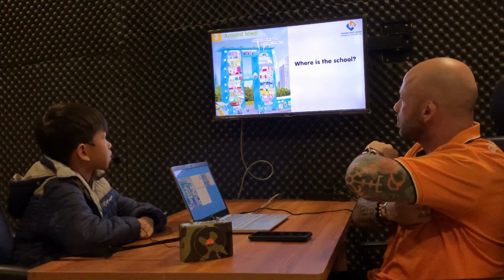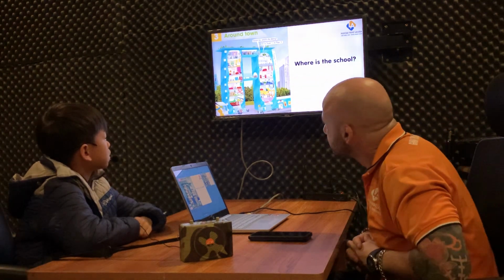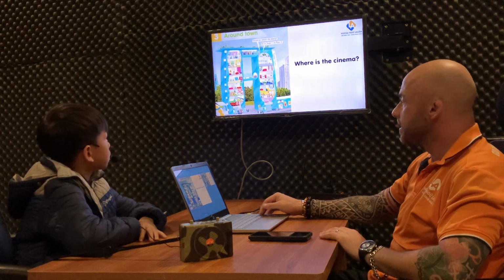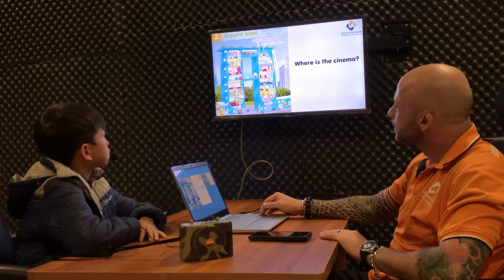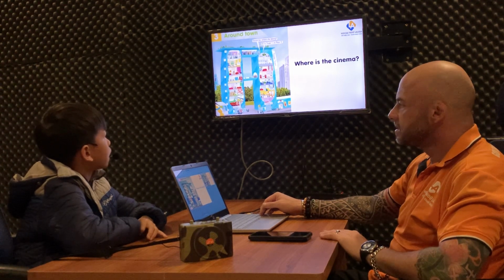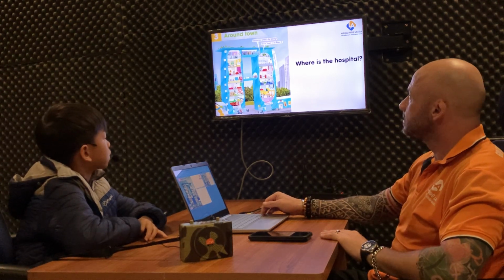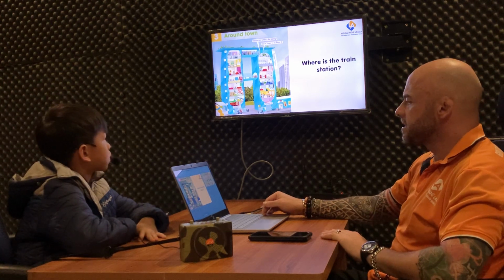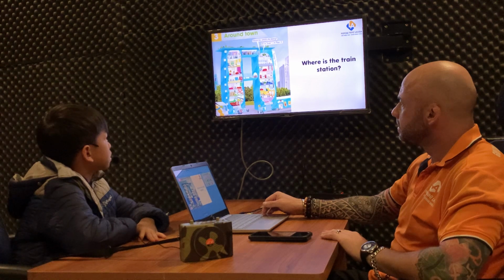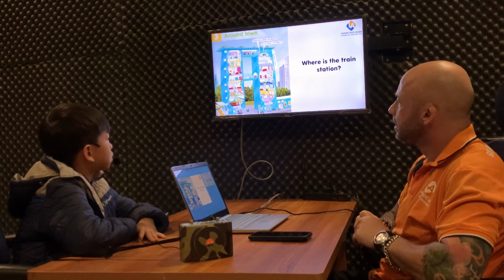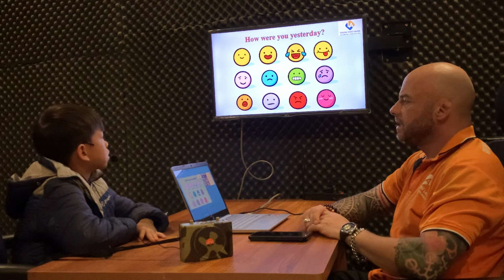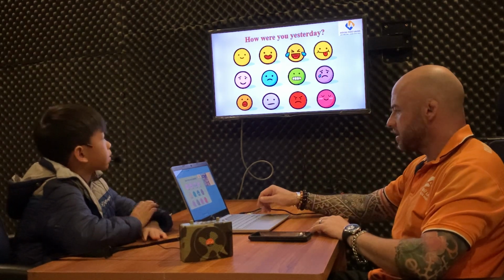Alright, look here. Where is the school? The school is in the Tower 1. Tower 1? Floor 7. Oh, 7, okay, that's right. Where's the cinema? The cinema is in the Tower 1, Floor 1. Okay, where is the hospital? The hospital is in the Tower 1, Floor 5. Okay, where is the train station? The train station is next to the Tower 1. That's right, okay. All right, how were you yesterday? I was happy. I was happy, good job.